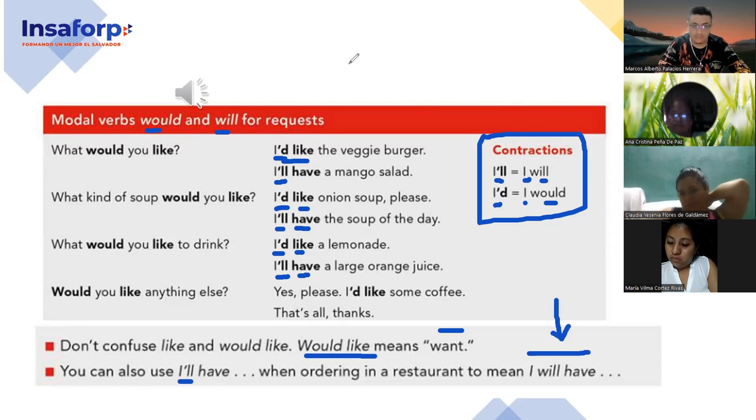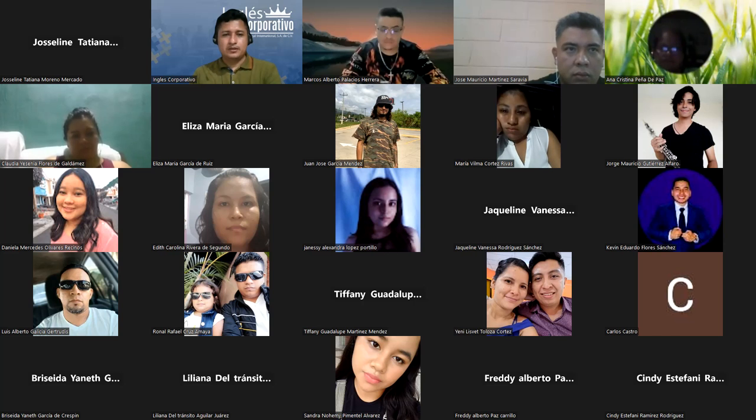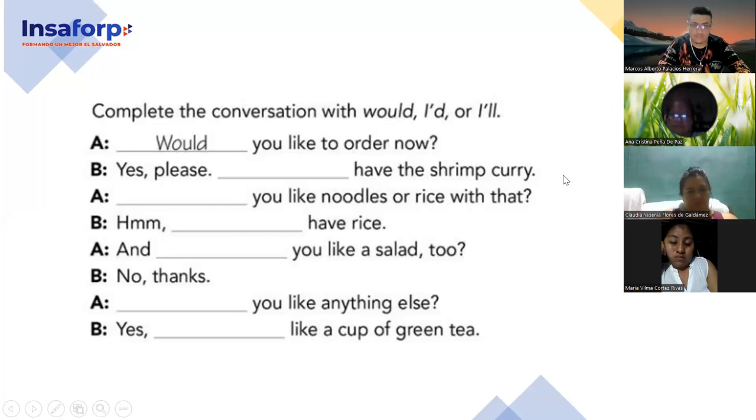Let's have some practice on this one. Give me a minute, because I need to delete this one. I'm sorry. Okay, page 80. Here we go. We're going to complete the sentences with would, I'd, or I'll. Number one, letter A is done already. Would you like to order now?